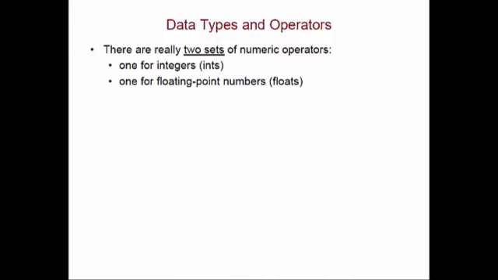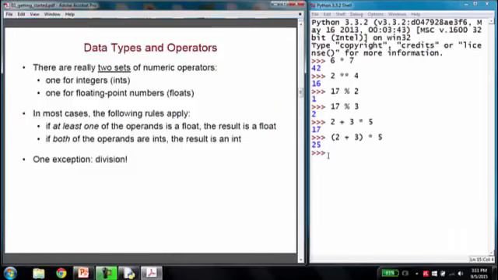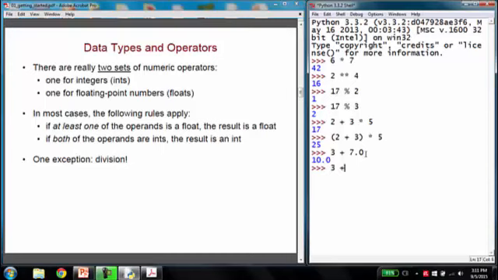And the way that Python determines which operator to use is based on these rules. If at least one of the operands is a float, the result will be a float because we're using the float operator. But if both of the operands are ints, the result will be an int because we're using the int version of the operator. So for example, if I do 3 plus 7.0, because the 7.0 is a float, it has a decimal, I'm going to use the float addition operator and I get a float result. But if I use 2 ints, I get an int result.